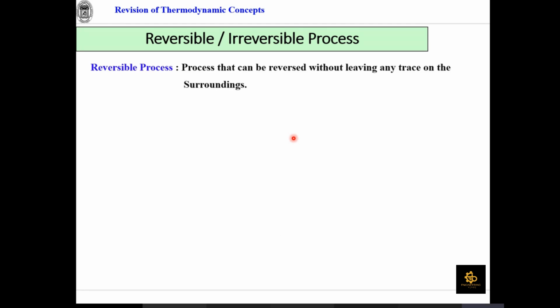Okay, then you already know what reversible processes are. A reversible process is one that can be reversed without leaving any trace on the surroundings.